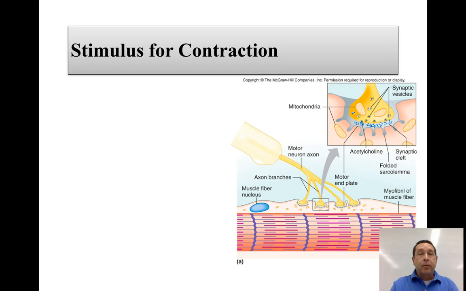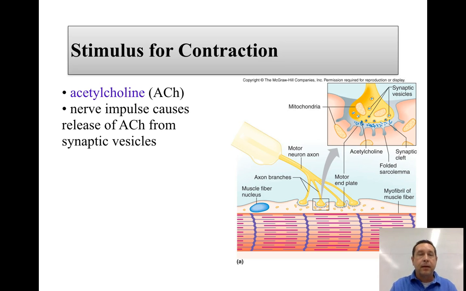All right, in this video we're going to talk a little bit about how muscle cells, muscle fibers, contract. So let's first talk about the signal. In order for a muscle fiber to contract, it needs a signal from the nervous system. That signal is going to travel down the motor neuron and cause acetylcholine, the neurotransmitter, to be released into the synaptic cleft.